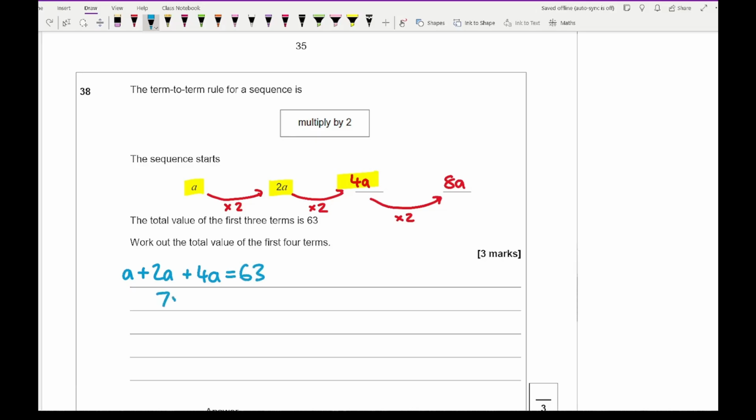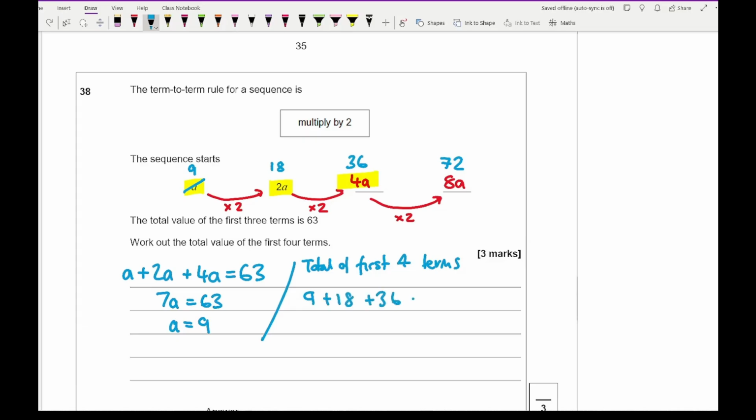So that means that 7A equals 63. So A equals 63 divided by 7, which is 9. So then substituting 9 in, that's going to equal 9, that's going to equal 18, that's going to equal 36, and this is going to equal 72. So the question is then asking, work out the total value of the first 4 terms. So the total of the first 4 terms is going to be 9 plus 18 plus 36 plus 72, which gives me a total of 135.